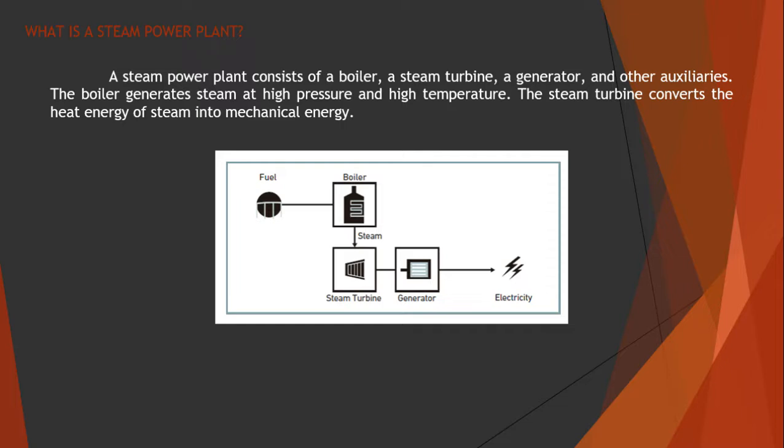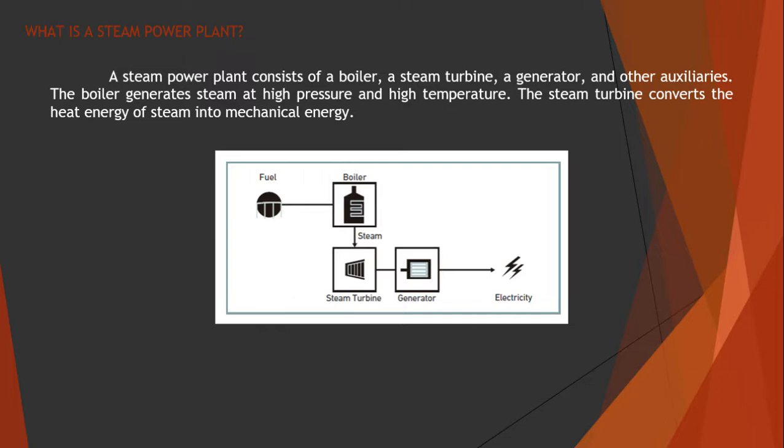What is a steam power plant? A steam power plant consists of a boiler, a steam turbine, a generator, and other auxiliaries. The boiler generates steam at high pressure and high temperature. The steam turbine converts the heat energy of steam into mechanical energy.